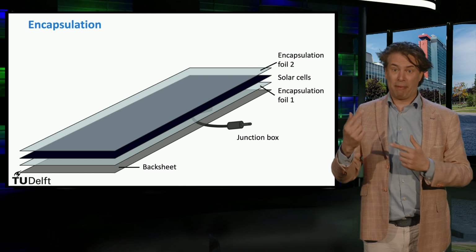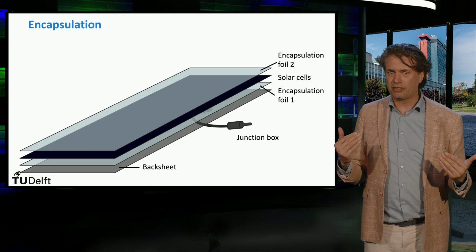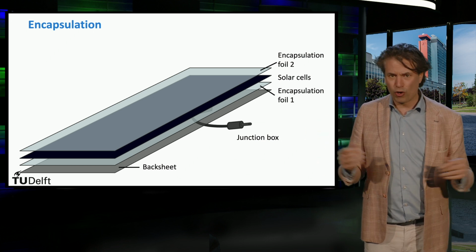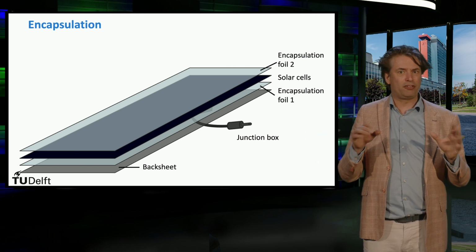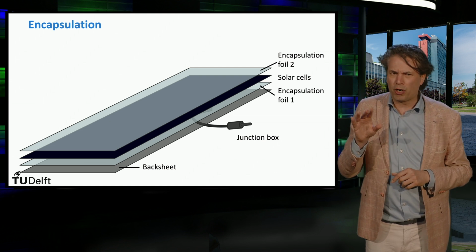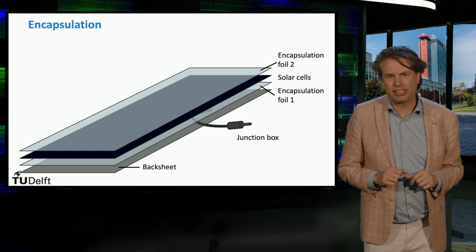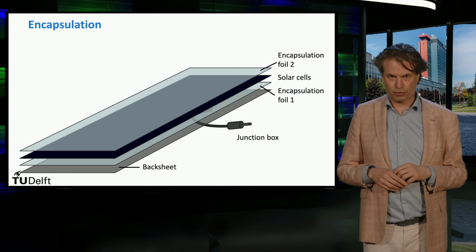Let's now focus on the backsheet of the module. Like the front encapsulation, the rear layer must have low thermal resistance and prevent indiffusion of water vapor. In most modules, a thin polymer sheet, typically Tedlar, is used as backsheet at the rear surface.